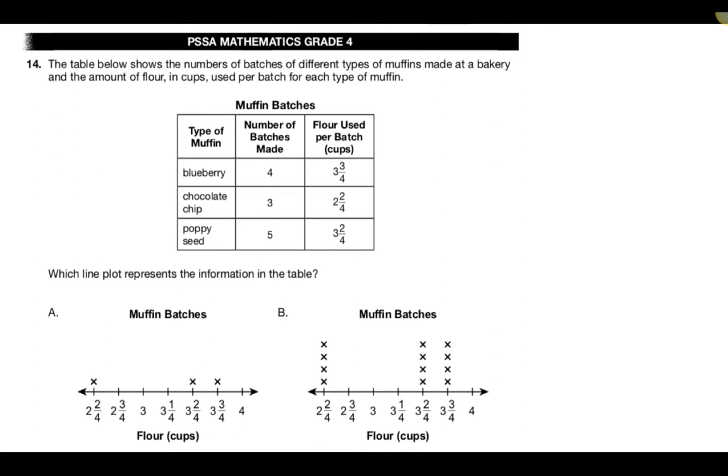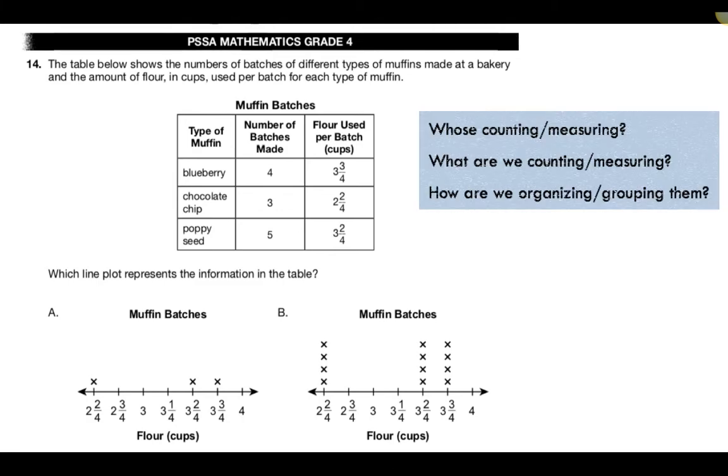All right. Should I leave this one for you? Who's counting? The baker. What are they counting? The number of batches and the volume, the amount of flour. They're measuring it in cups. And I think they're making parts. Blueberry muffins, chocolate chip muffins, and poppy muffins. And actually, they're asking you only to record them down here.